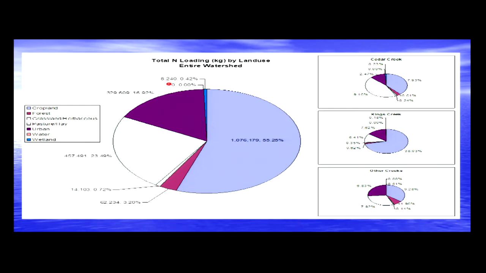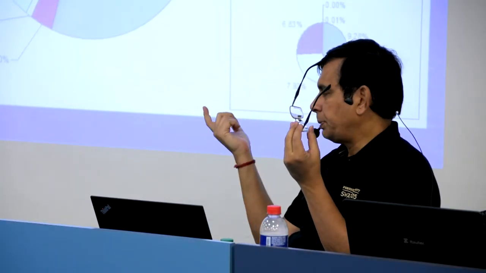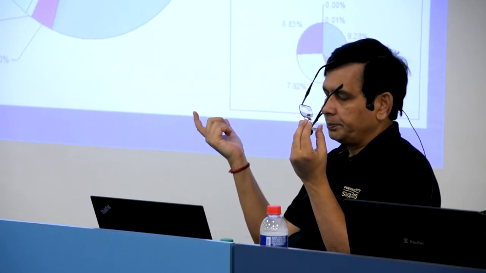So this shows you from this model how much nitrogen is coming from the different landscapes. This is by the different creeks, King's Creek, Cedar Creek, and other watersheds. This is the total. If you look at it here, the cropland produces almost 56% of your nitrogen load. So only 6% of the land produces 56% of the load going into the lake.